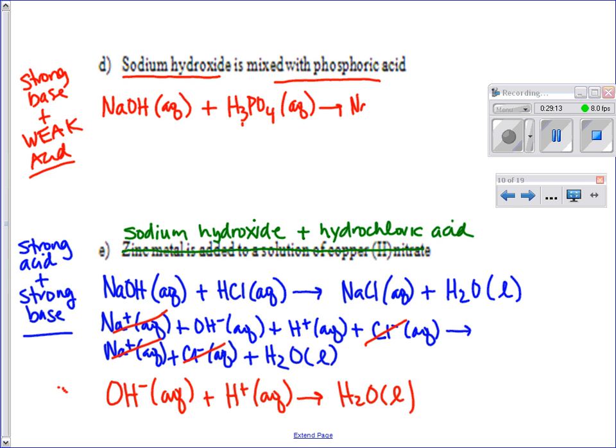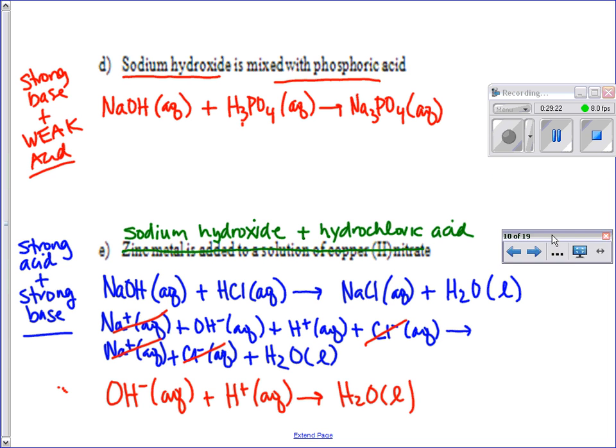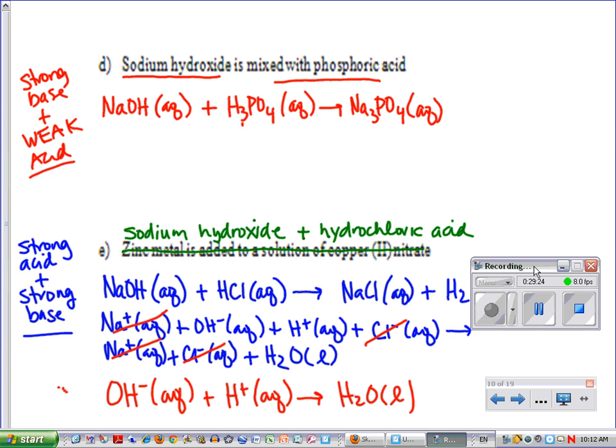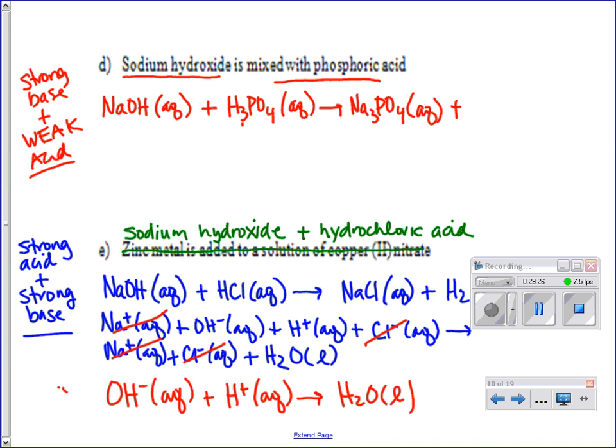Sodium phosphate, Na3PO4. Good. And then we're going to make water, liquid. Sodium hydroxide. Oh, this is not balanced. We need to balance this. So we need 3 sodiums, and then 3 waters? Yes.